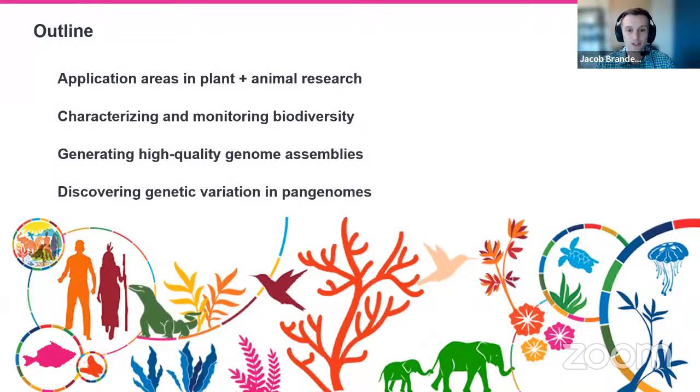Here's just a quick overview of what we're going to go through today. So I just want to start with some high-level application areas in plant and animal sciences, and then we'll get into how PacBio is being used to characterize and monitor biodiversity. And as part of that, it's a good lead into how we generate high-quality reference assemblies using HiFi reads, and then also expanding that into the different genetic variations that can be seen species-wide, and talk a little bit about Pan Genome assemblies.